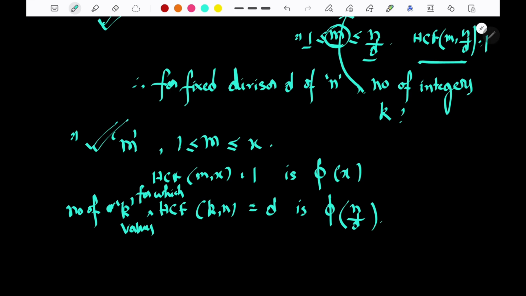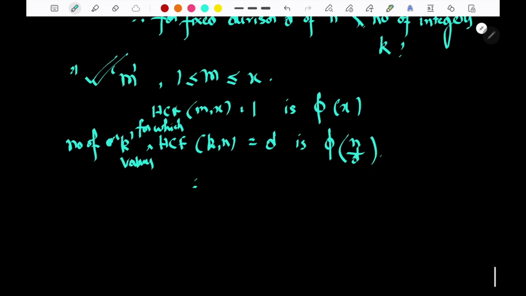So what we are talking? We are talking, if the number of integers lies from 1 to x and HCF of m comma x is 1, that is co-prime, how do we calculate? We calculate with phi of x. And what is x? X is n by d. So therefore phi of n by d.